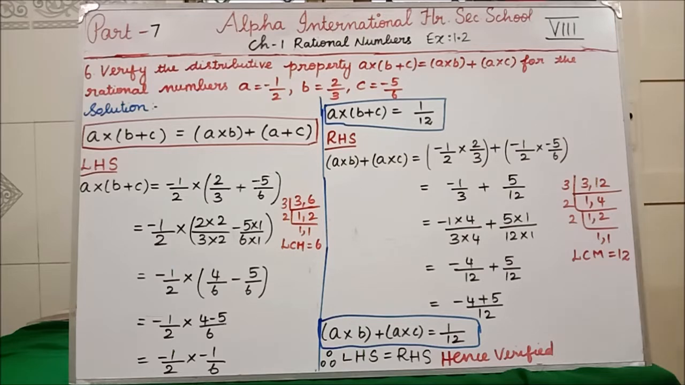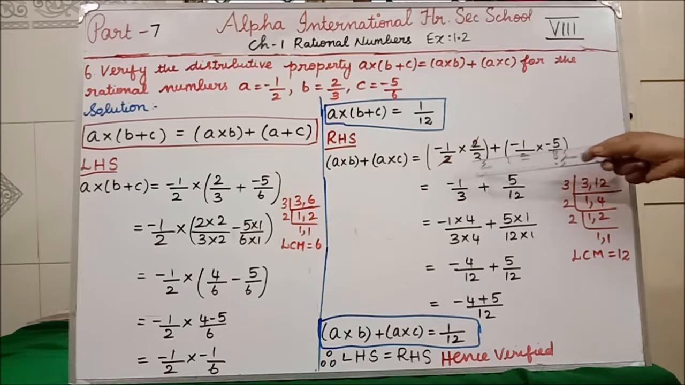Okay, I will show you now after cancelling. See, I have cancelled the 2. Then what is remaining here? Minus 1 by 3. 2 one times, here also 2 one times. So minus 1 into 1 is 1, 1 into 3 is 3. Plus, here nothing is getting cancelled, so you just multiply. Minus into minus is plus. 1 into 5 is 5. 2 into 6 is 12.